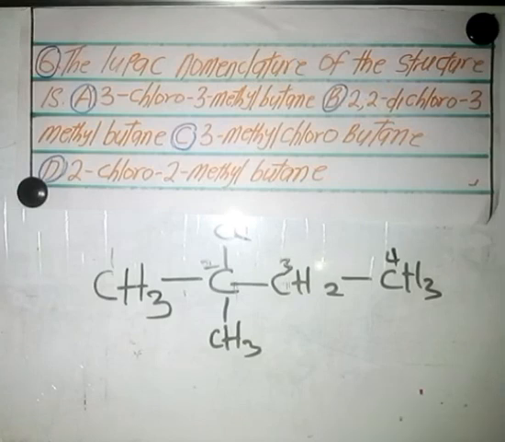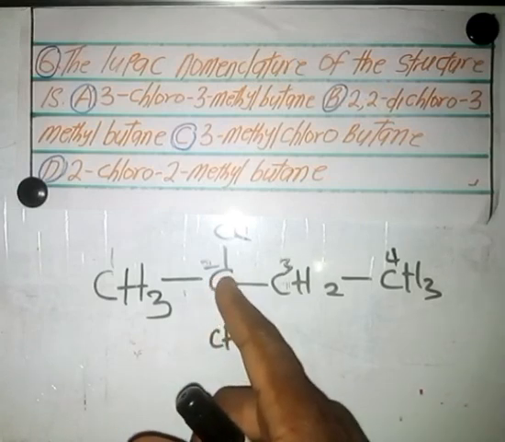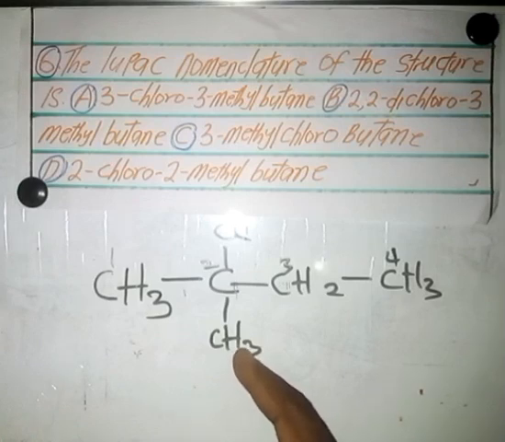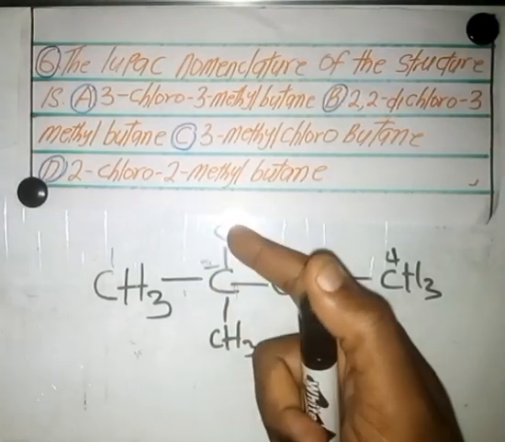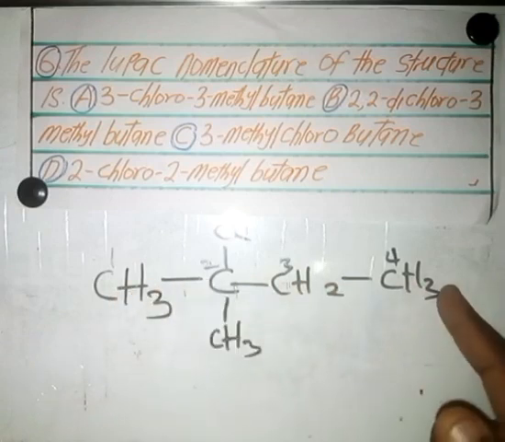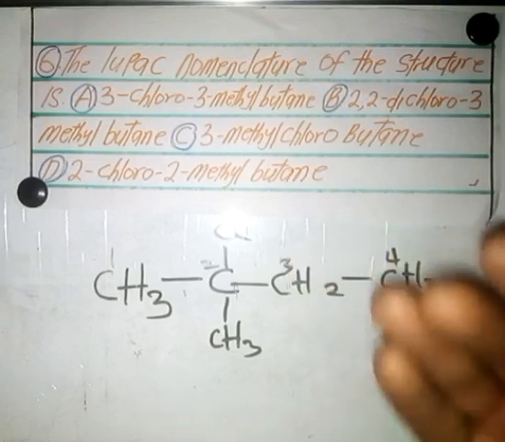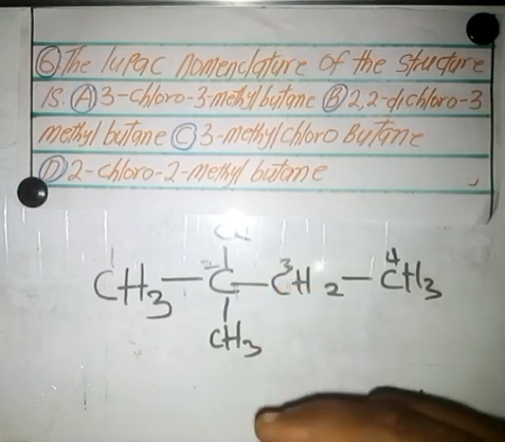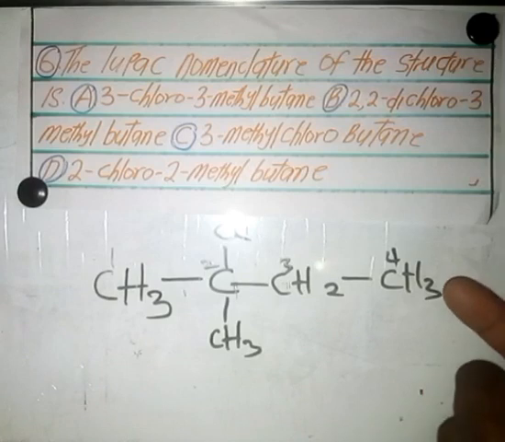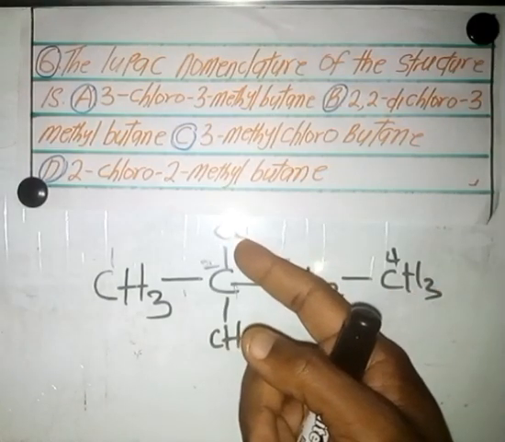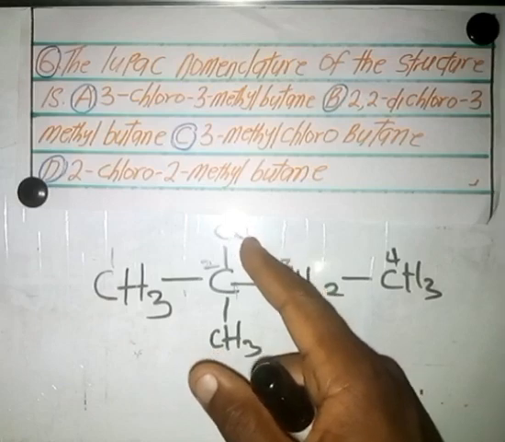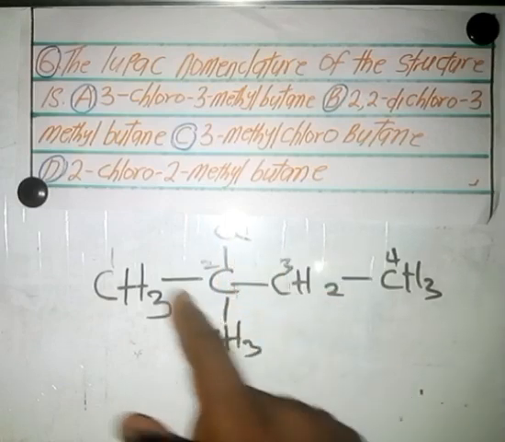So remember there are rules. In naming, on position 2, we have this group here: chlorine, chloro group, and methyl group. So when naming, you name like this: 2-chloro, 2-methyl, butane. There's a rule that when there are 2 substituent groups on a carbon atom, the one you mention first is the one whose alphabet comes first. That's where chloro, which is C, comes before methyl, which is M. That's why chloro came first, even though both of them are on the same carbon atom. So your answer is D.